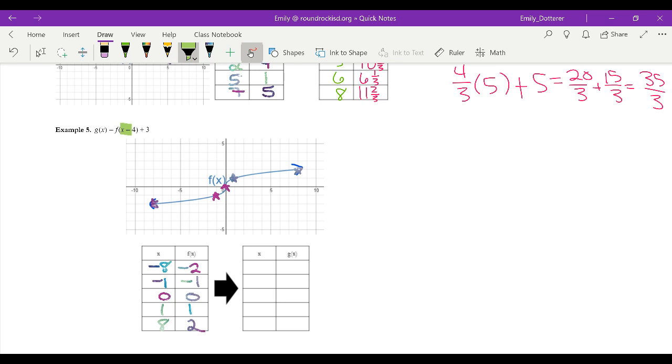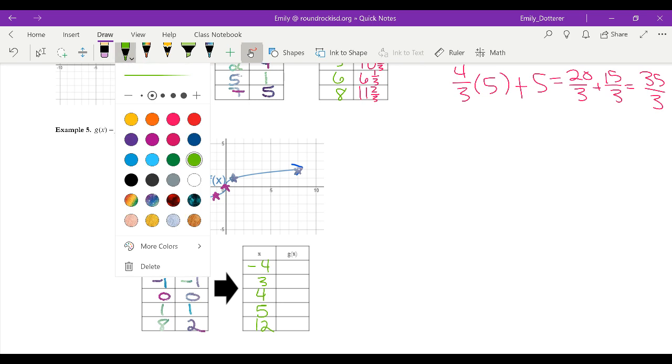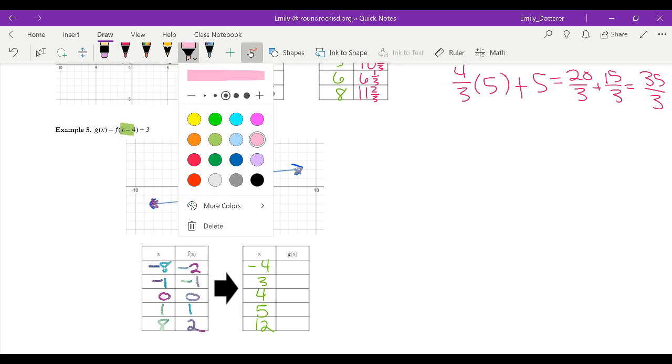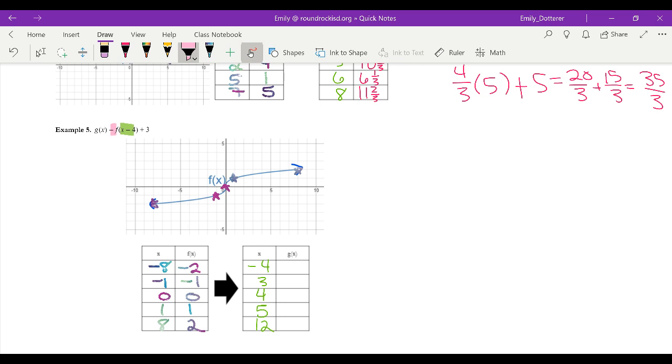We know that this graph is going to go right 4, so we're going to add 4 to each. A value is 1, so nothing will change there, but we do have a D value of 3, so we're going to add 3 to everything, or to our Y values.